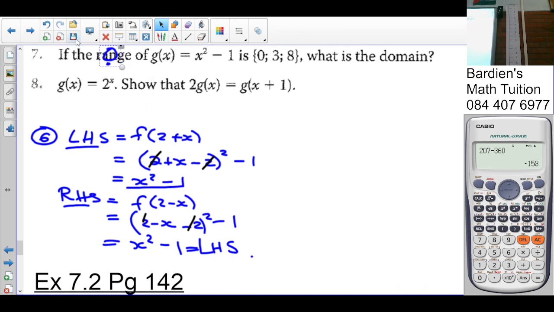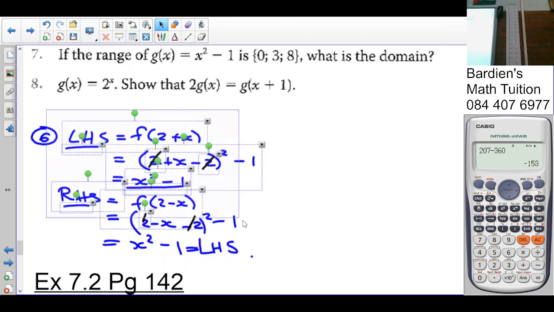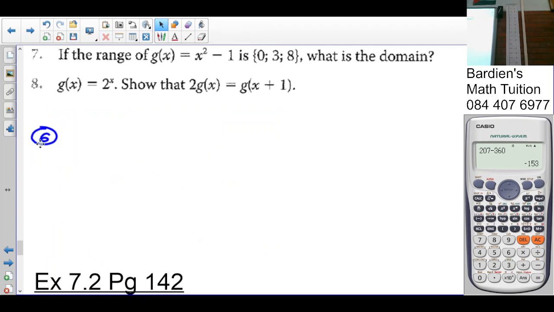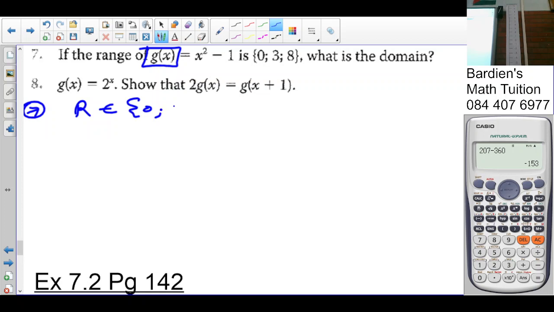Look at number 7. In number 7, the range, people. What is range? Y values, not so? So g of x is normally where y goes. Is that right or wrong? Right. So the range is 0, 3 and 8, which means the y values are 0, 3 and 8. You guys understand? So we do the substitution.